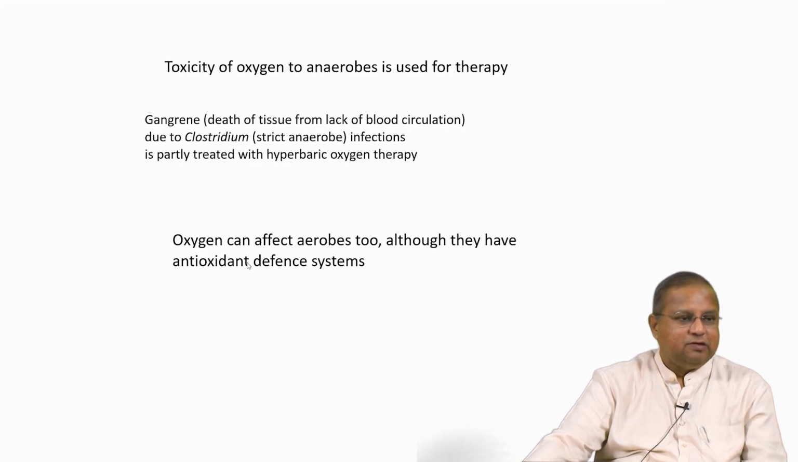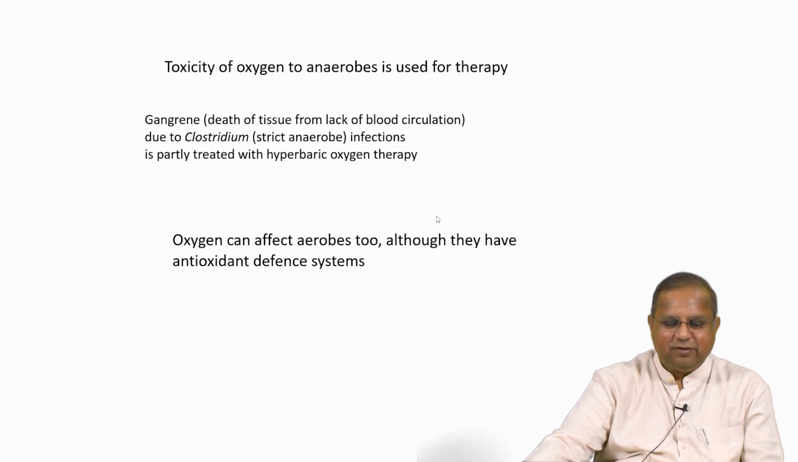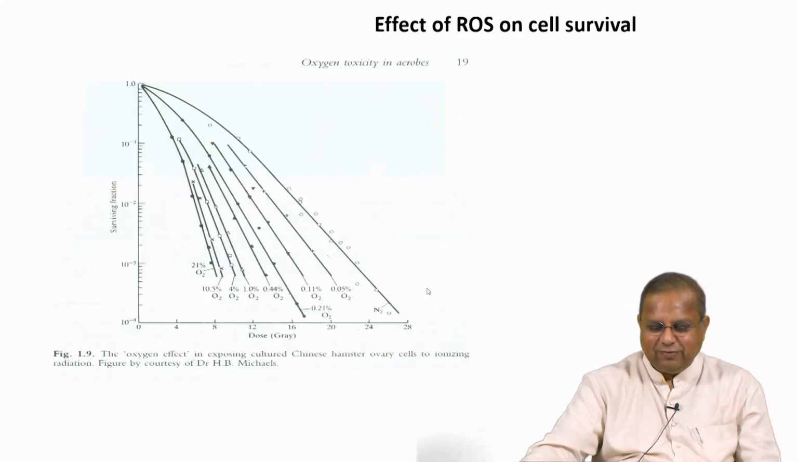As we all know, oxygen can affect the aerobes also. Okay, 21% oxygen is actually toxic to aerobes. The oxygen concentration in the atmosphere is actually toxic. Although they have antioxidant defense mechanisms, it can be toxic. Just keep this in mind, and so do not push it to the extremes, as we will just talk about it.